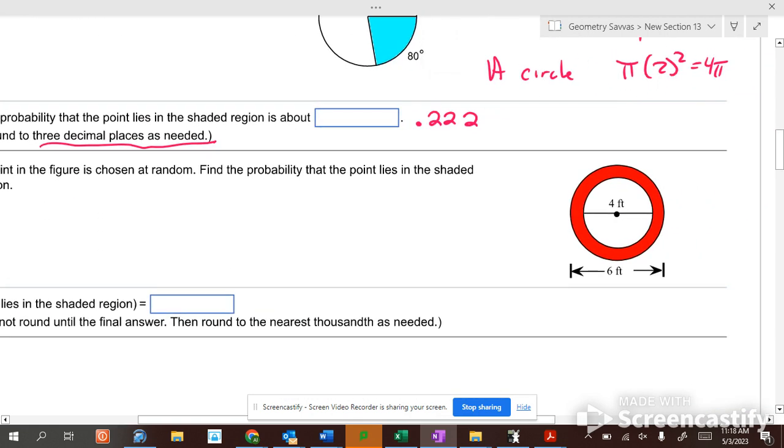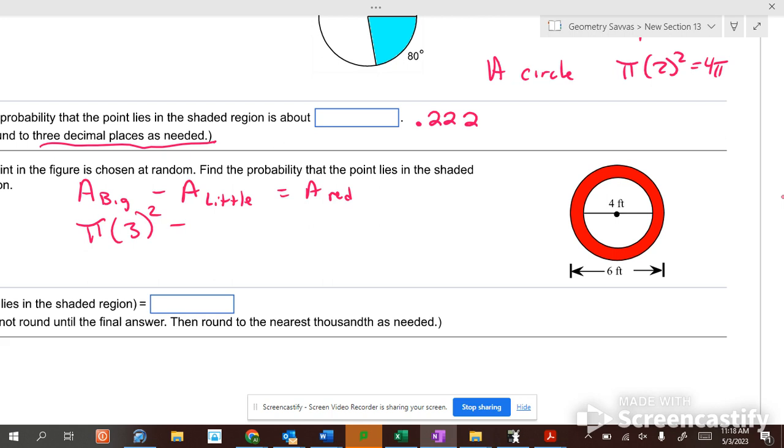Okay. You throw an arrow at the target, you hit it in the red. What's the probability of hitting it in the red? Well, we have to first find the area of the red. So it's the area of the big circle minus the area of the little circle to find the area of the red. So the area of the big circle is pi r squared. What's the radius of the big circle? 3. The area of the little circle is pi r squared, which is 2. So we take 9 pi minus 4 pi. So the area of the red is 5 pi.